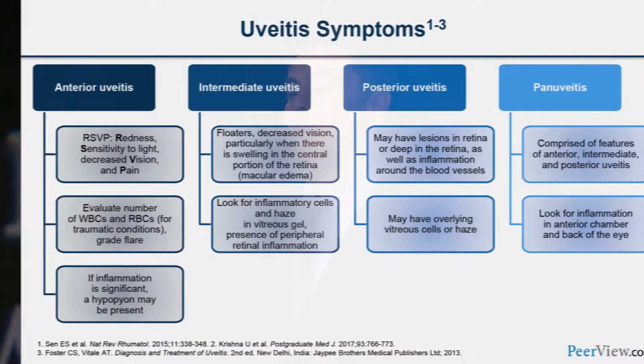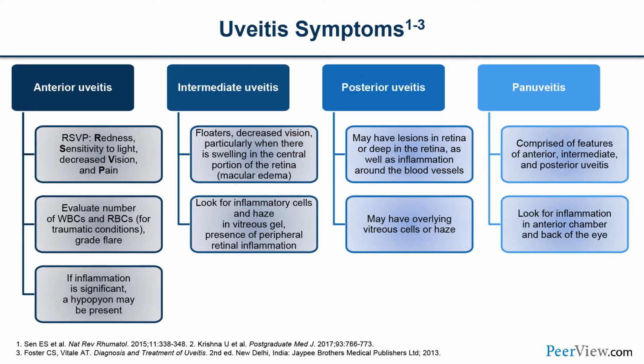Well, again, they vary by the location of the disease and sometimes by the disease subtype. So anterior uveitis, especially acute anterior uveitis, such as might be seen in diseases like reactive arthritis or ankylosing spondylitis, we talk about RSVP symptoms. So we want our patients to RSVP for the clinic if they have redness, sensitivity to light, decreased vision, or pain. And the way we assess the presence and the severity of anterior uveitis, we look for white blood cells floating around in the anterior chamber of the eye.